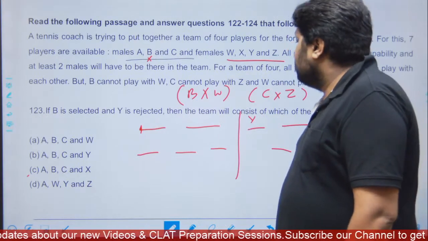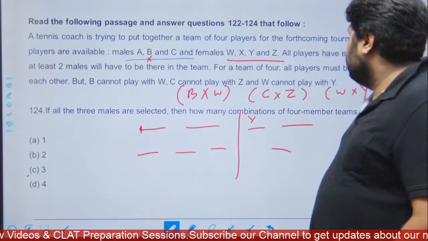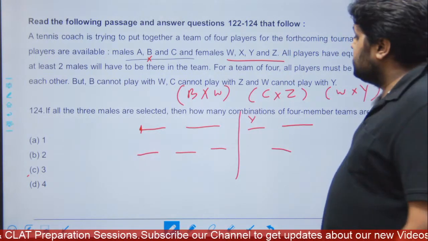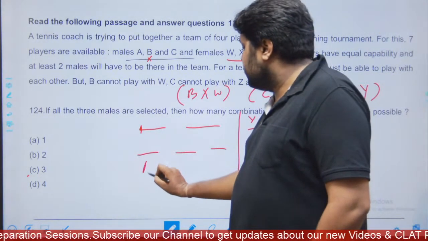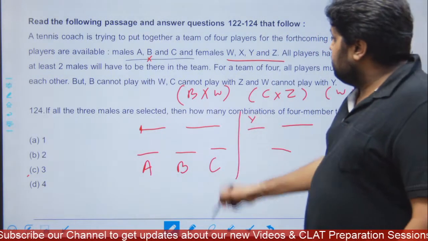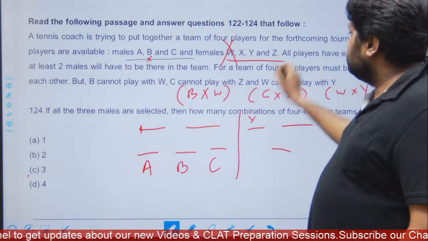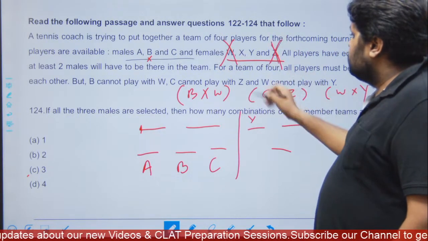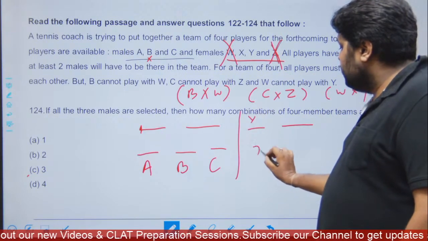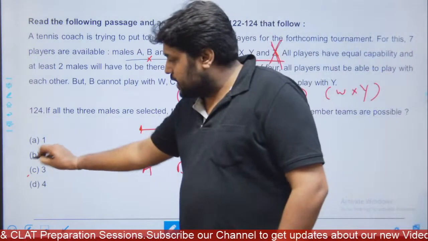Question number 123, 124. If all the 3 males are selected, then how many combinations of 4-member teams are possible? If all the 3 males are selected, it means you have selected A, B and C. Because of B, W cannot be selected, right? And because of C, Z cannot be selected. So only 2 ways are possible. You can select either X or Y. So there are 2 teams that can be formed.